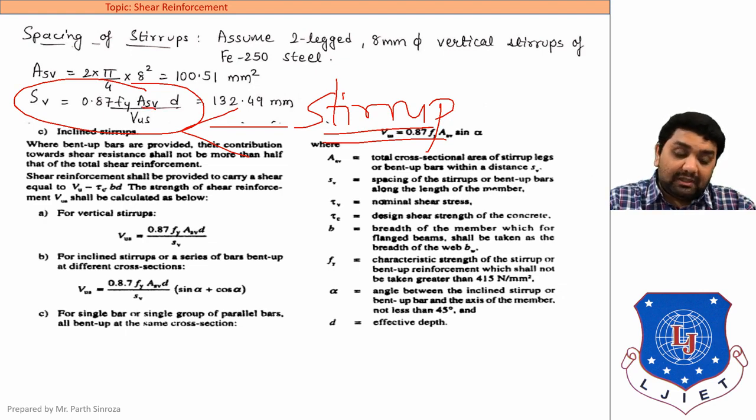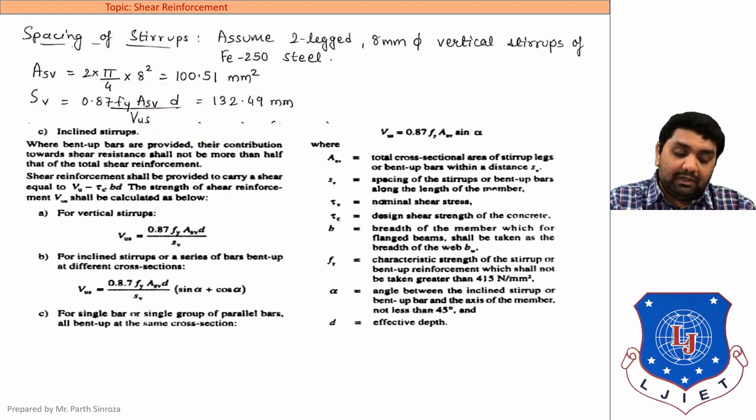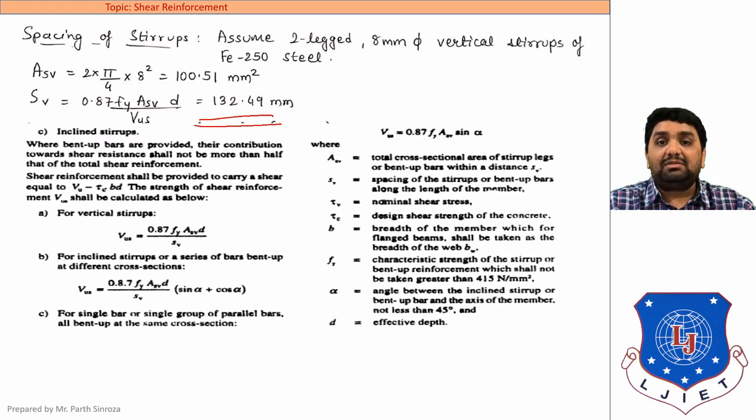ASV, as we have discussed earlier. D will be the depth, not the diameter. Clear? Keep in mind diameter is always mentioned as phi. D will be our depth, that is effective depth, and VUS, as we have already seen earlier. So solving it, it comes out to be 132.49. So the spacing in this case comes out to be 132.49. So our answer is complete, but the checks are left, whether we have provided sufficient reinforcement or we need to increase the amount.